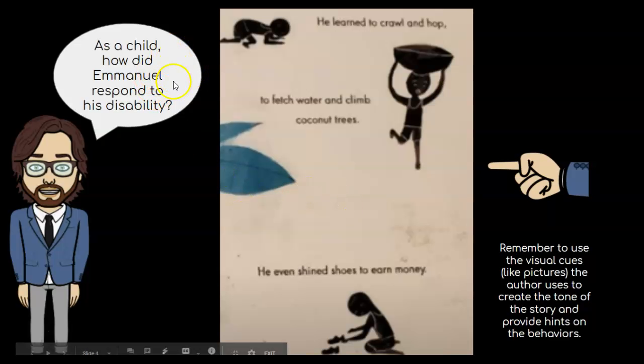And so as a child, how did Emmanuel respond to his disability? Okay, once again, look at these pictures, not just the words. You can see him, and you can see his leg is not working, but it gives several examples of how he responded to this disability. So same thing, you're going to pause and tell somebody now, how did Emmanuel respond to the disability?